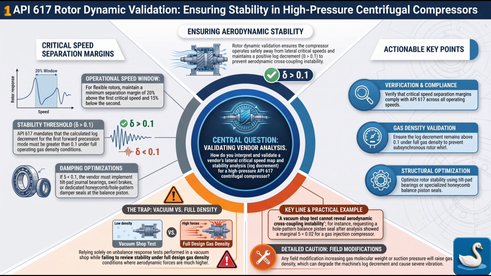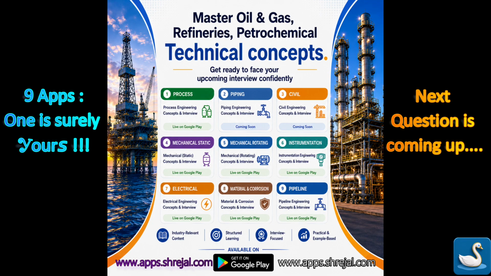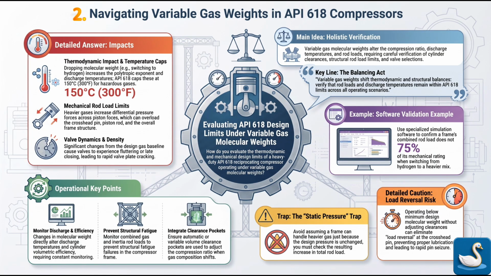Moving to another question, we've just seen how a shift in gas density can aerodynamically tear apart a high-speed centrifugal rotor. But what happens when we take that same unpredictable gas shift and apply it to a heavy-duty reciprocating machine? That's a completely different beast. Right, the aerodynamics might matter a bit less, but the brute force thermodynamics suddenly become the primary threat.